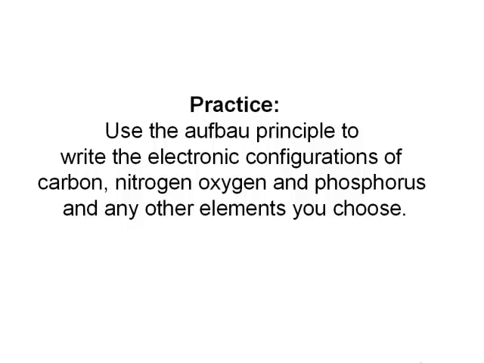So now you can attempt to use the Aufbau principle to write the electronic configurations of carbon, nitrogen, oxygen, and phosphorus, and any other element you choose. This method can be used to determine the electronic configuration of almost any stable atom.